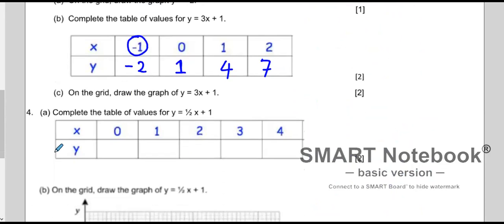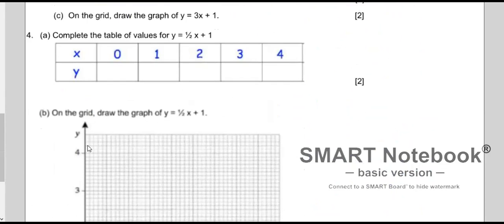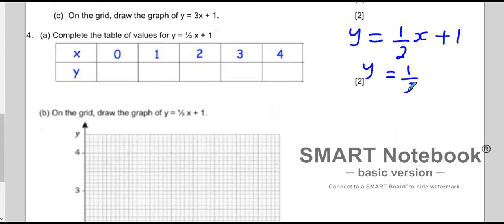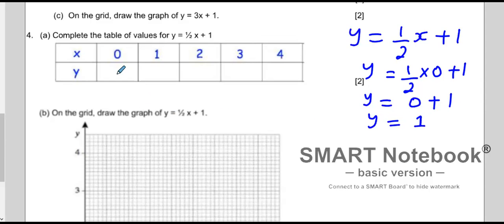All right, keep going. We go to question number 4A. Question number 4A is complete the table. Again, we're supposed to complete the table, but this time the equation is y equals 1/2x plus 1. So we have x is 0, so you write here y equals 1/2 times x, where x is 0, plus 1. So y will be equal to, any number times 0 equals 0, so 0 plus 1 equals 1. So here you write 1.